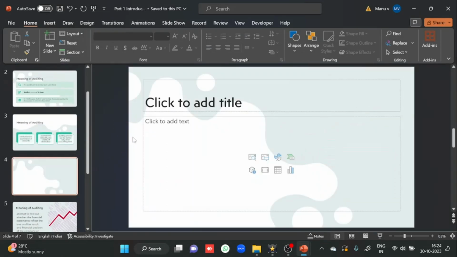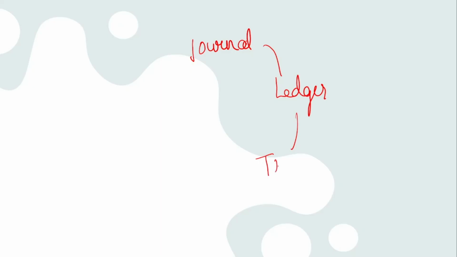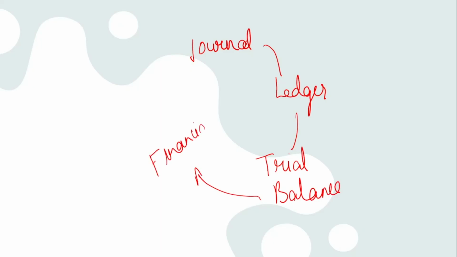So if you see here, we know the process of accounting. First one is journal entry, next comes ledger, next comes the trial balance. Using the trial balance, we prepare the financial statements.